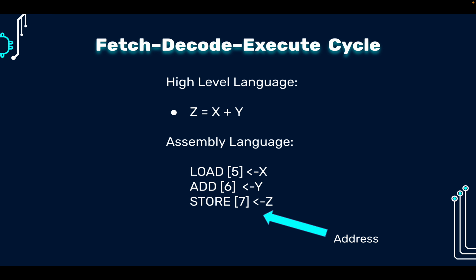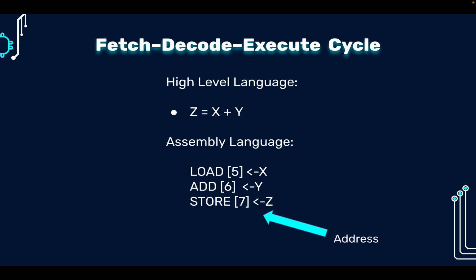Let's see a basic example. If you want to add two parameters together and store the result at an address, in a high-level language it looks like this: set equals x add y. But in assembly language we are going to break it down into three instructions.